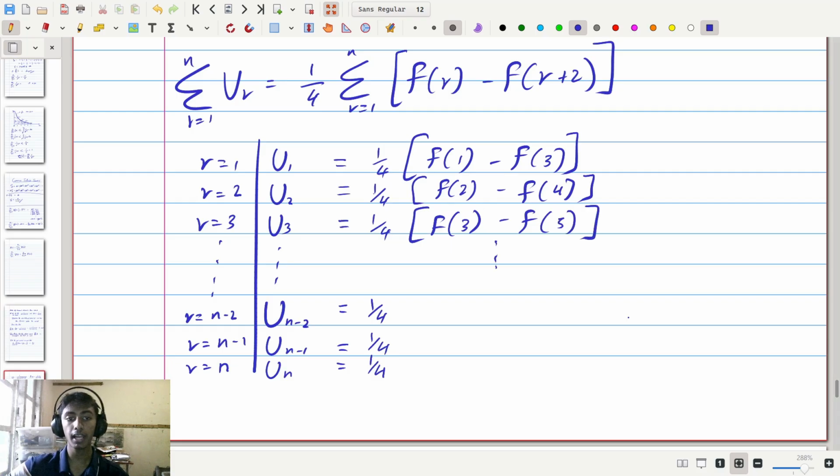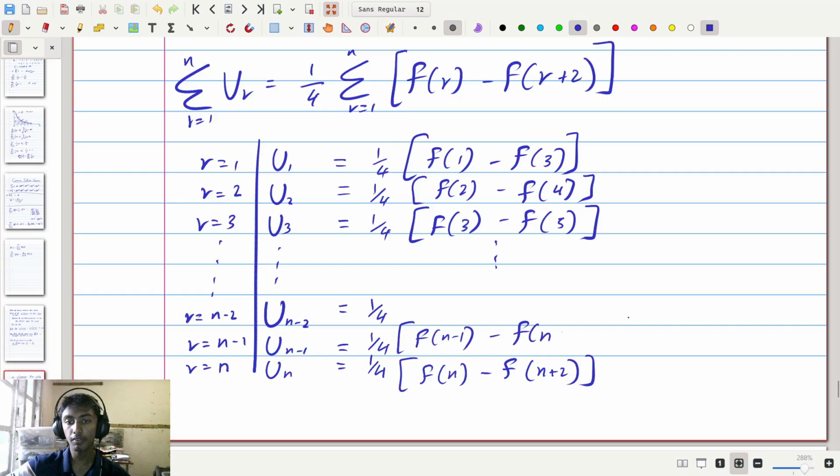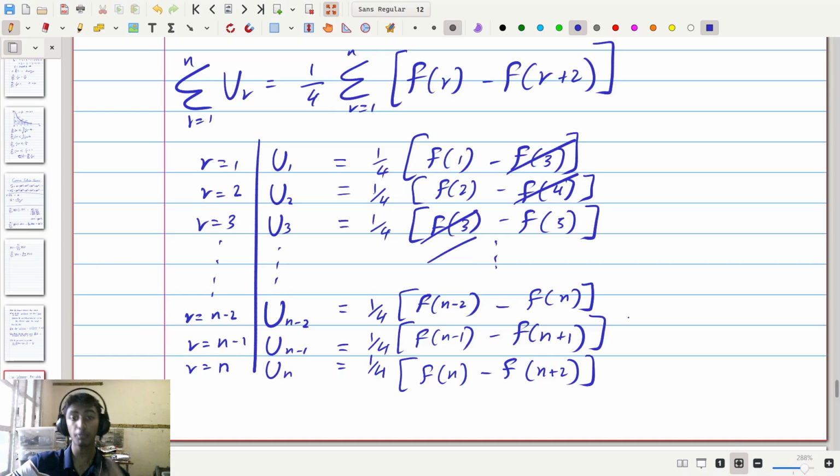On the other side, for the last term where r is equal to n, this is going to have f of n minus f of n plus 2. The term before that is going to be f of n minus 1 minus f of n plus 1. And then the term before that is going to be f of n minus 2 minus f of n. We can see here that this f of 3 cancels with this f of 3, this f of 4 would cancel with the next term of f of 4, this f of 5 would cancel with the next term f of 5, and so on downward. And from the other side, this f of n cancels with this f of n, this f of n minus 1 would cancel with the term here, this f of n minus 2 would cancel with the term up here.